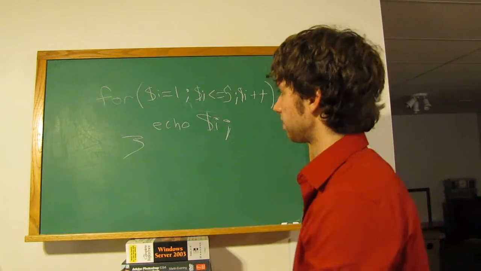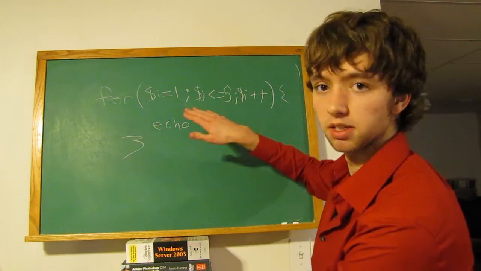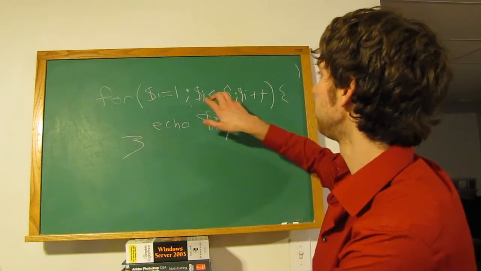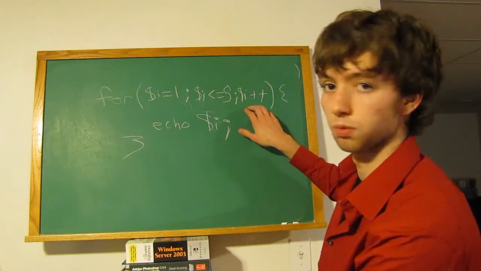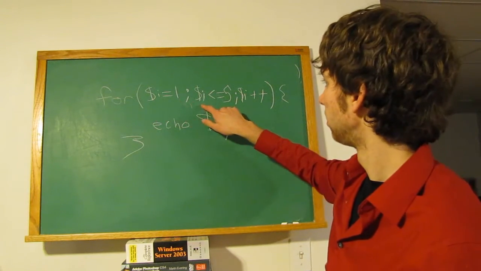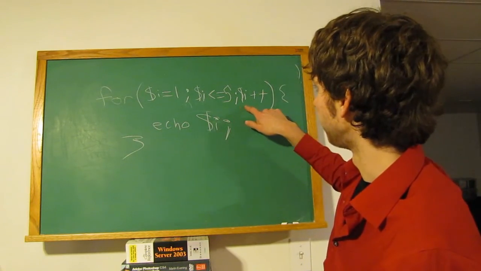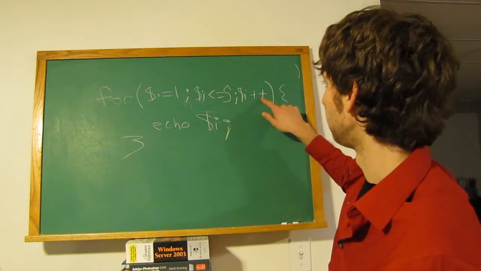Alright, so let me explain this now. As you can see, we have 3 things, each one separated by a semicolon. So this one, semicolon, this one, semicolon, this one. And just in case you can't read my handwriting, variable I has the value 1, variable I less than or equal to 5, variable I incremented 1.